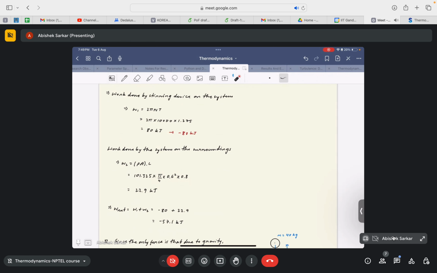So net work done by the system, the question gives by the system, would be the net work input because of the shaft and the work done output because of the displacement work. So work input was minus 80 kilojoule and the work output was 22.9. So we get that W net is equal to minus 57.1 kilojoules.